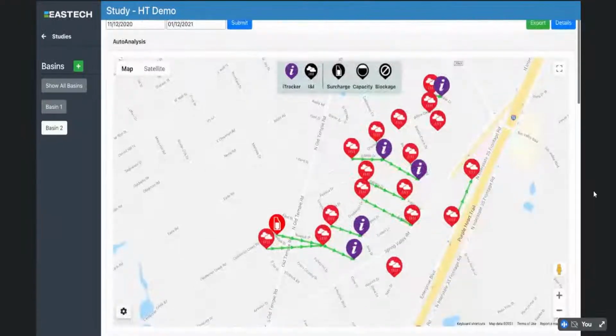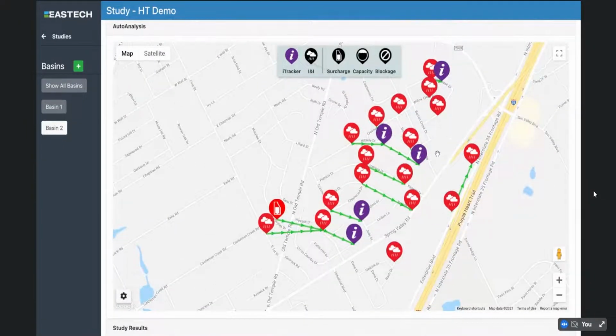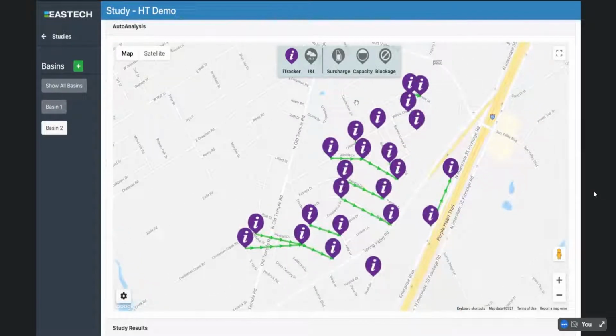So what we're looking at right now is a small basin that we have a few manholes in. What you can see above in the legend are all of the intelligence points. These are where iTrackers are placed in manholes within the system.